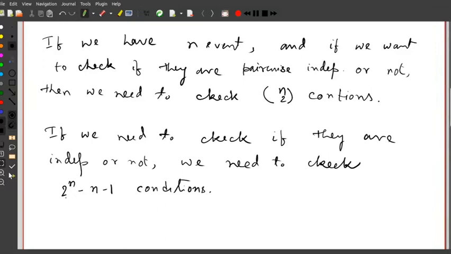This quantity 2 to the power n came because it is basically nothing but summation. Basically, this quantity is same as summation nCi, i runs from 2 to n. So 2 at a time, 3 at a time, 4 at a time, up to n at a time. I will take and I'll check whether the probability of the intersection can be written as the product of the probabilities or not. And this summation is exactly equal to 2 to the power n minus 1. So this is the idea.